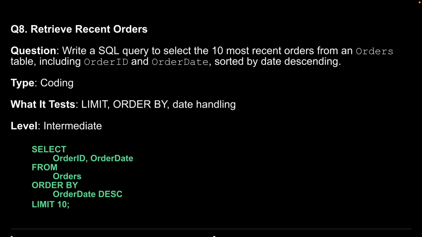So let's solve the eighth problem, which is retrieve recent records. The question says: write a SQL query to select the 10 most recent orders from an orders table, including order ID and order date, sorted by date descending. Okay. This is a coding type question. Basically, you have to write some SQL code, and this will check your limit, order by, and date handling. Also, it's an intermediate level, and I have shown how to write this code. Okay. So let's go to our pgAdmin and solve this problem.